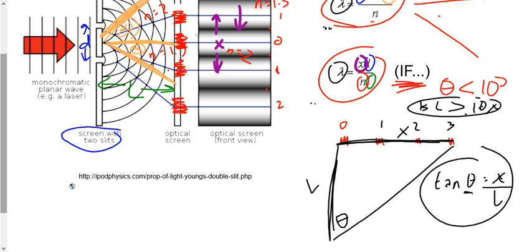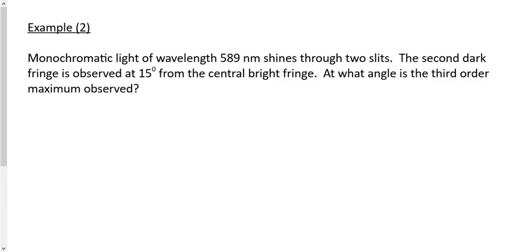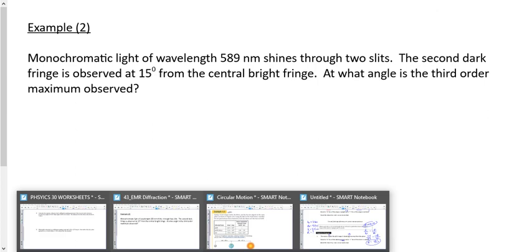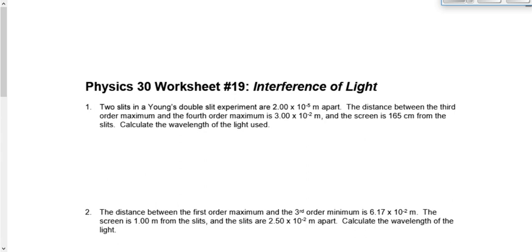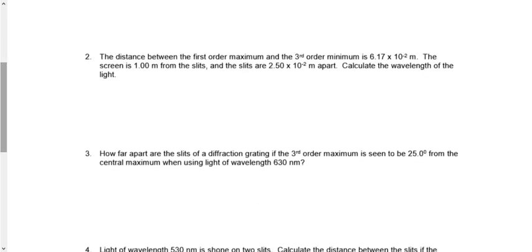All right. We had 2 example questions yesterday, example number 1, example number 2. And we're left with 4 questions on worksheet number 19 that I'd like to take a look at now. Let's have a look at questions 2 and 3 on that worksheet. Number 2 says the distance between the first order maximum and the third order minimum is that value. That's X, right? The distance between max and min is X, 6.17 times 10 to the negative 2 meters.